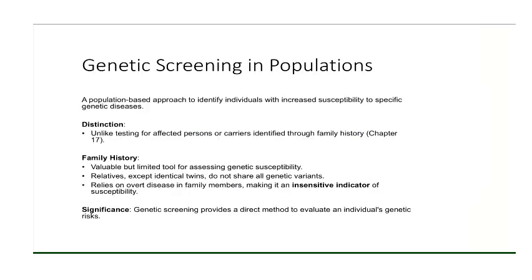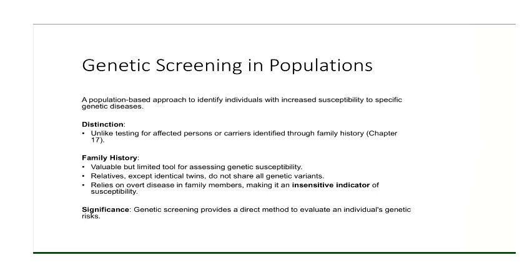Genetic screening in populations is a population-based method designed to identify individuals with increased susceptibility to specific genetic diseases. This approach is distinct from testing individuals already identified as affected or as carriers through family history, as discussed in Chapter 17. While family history can be a useful tool, it has significant limitations.